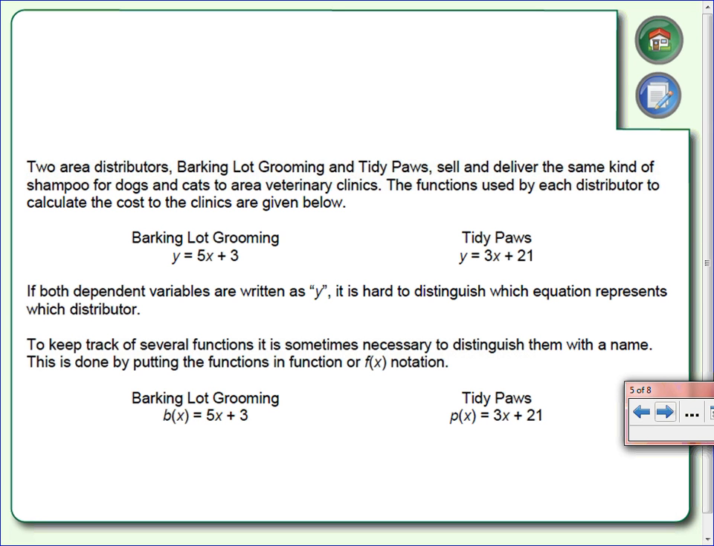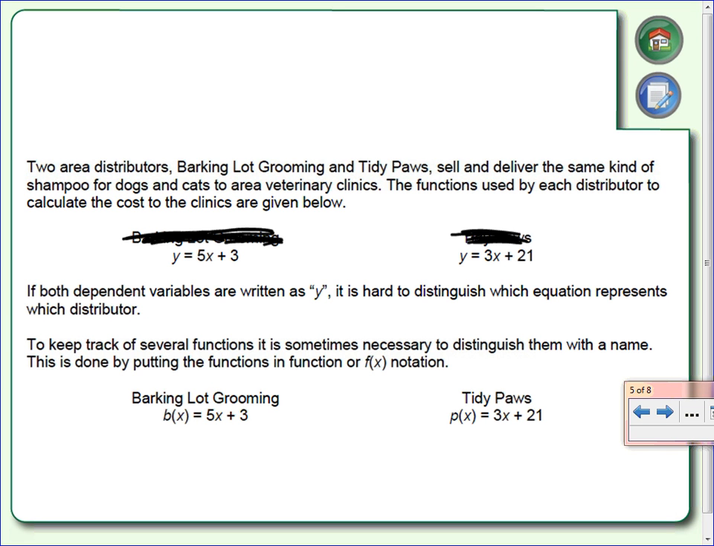It says that if both dependent variables are written as the y, it's hard to distinguish which equation represents each distributor. In other words, guys, look up here. If I gave you these 2 equations, and I didn't give you this part right here, would you be able to tell which was which? No, it's too hard to tell which one is the Tidy Paws, and it's too hard to tell which one is the Barking Lot Grooming.